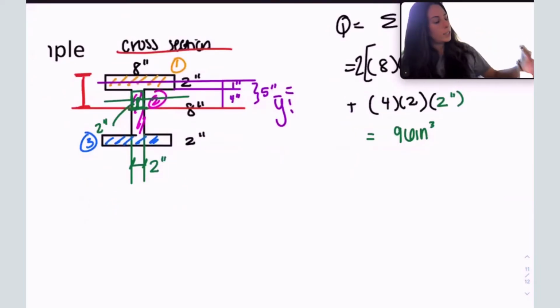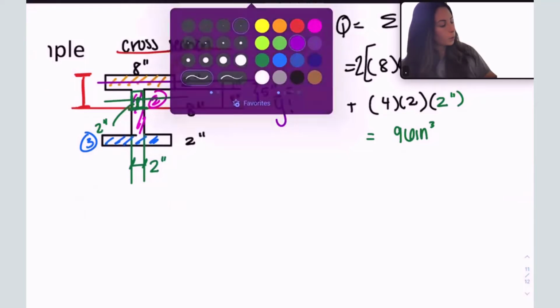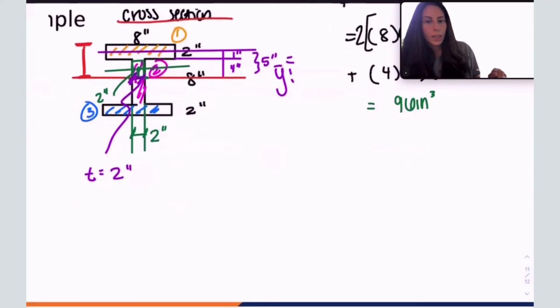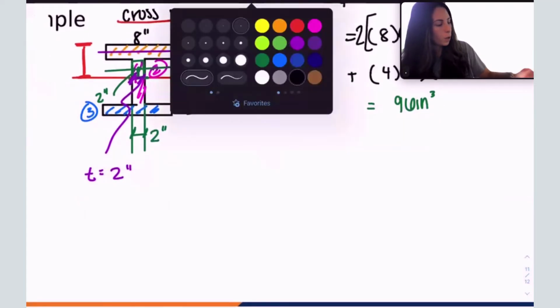Now, what is the T value? Well, I want the T value at the neutral axis. So the thickness at the neutral axis is 2 inches. And I think we have everything we need now. So let's put all this together.